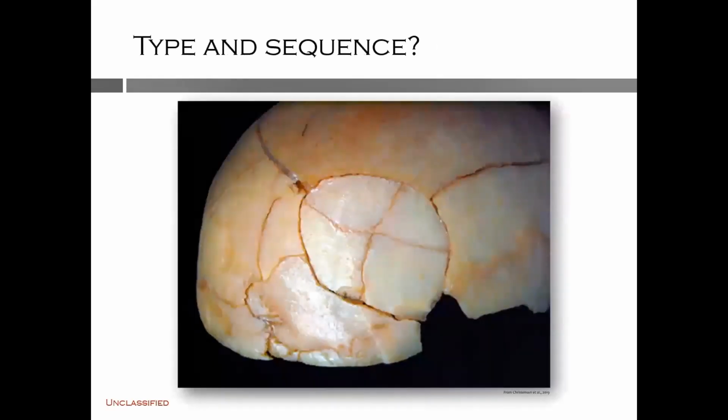So I'll give you a moment here to examine this crack pattern on a cranium. What type of cracking is this? Is this an example of secondary circumferential cracking or cone cracking? Which came first, the circular crack or the linear radial cracks?